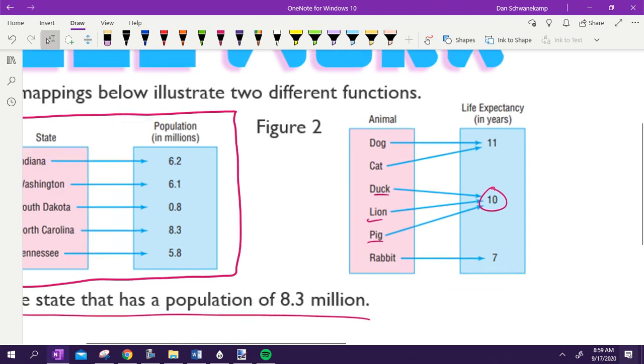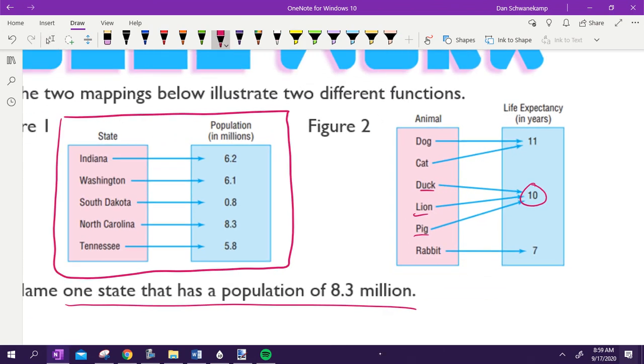Okay. Is this first relation a function? Yeah, that's a function. Okay. Is this second relation a function? Yes. It would not be a function if a cat could live 11 years and 10 years, if that was the life expectancy. Remember, it's not a function when the x goes to two different y's.